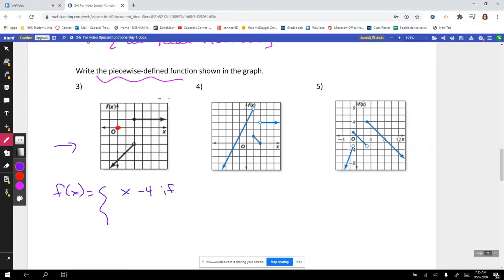Now I have to figure out where I'm going. I'm starting at 2 here, right? My x value is 2. And I'm going to the left. So anything less than 2. I have an open circle. So it's going to be if x is less than 2.